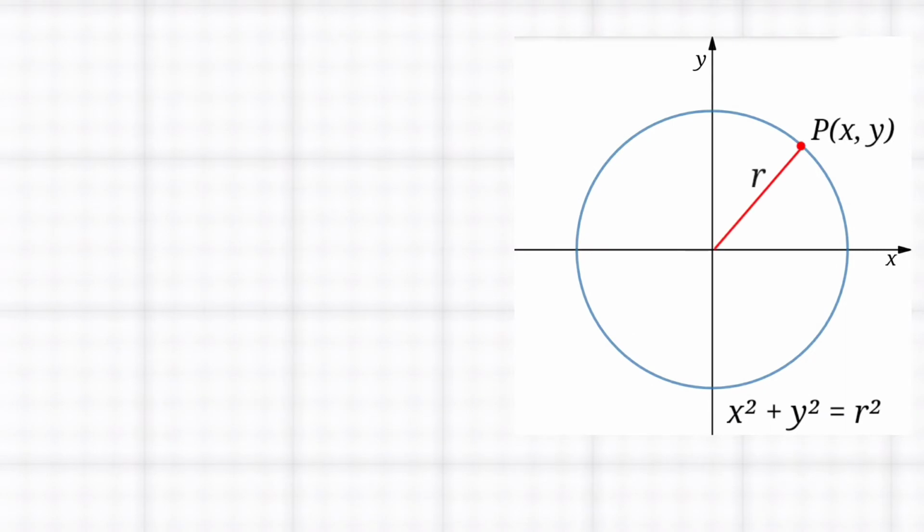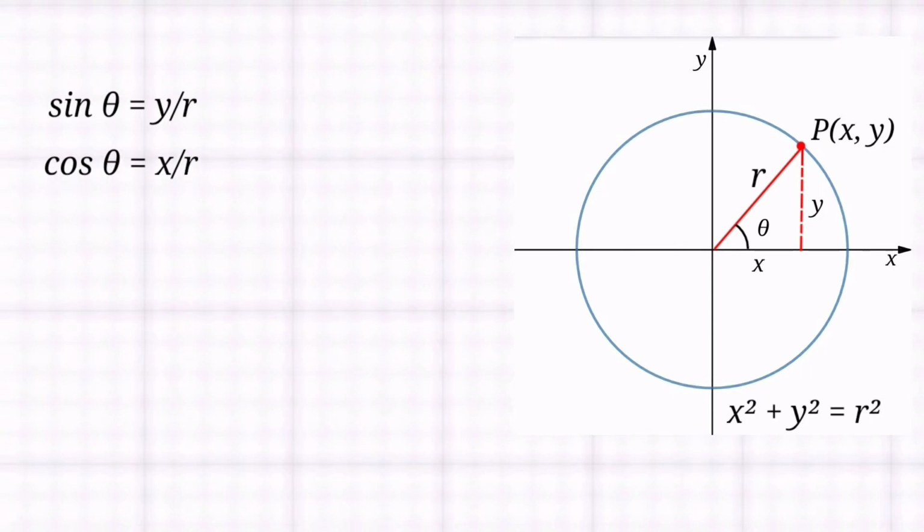Now if I draw a perpendicular line from P on the x-axis, it forms a right angle triangle, and the ratio y by r is our sine theta and x by r is cos theta. We knew this from our school.